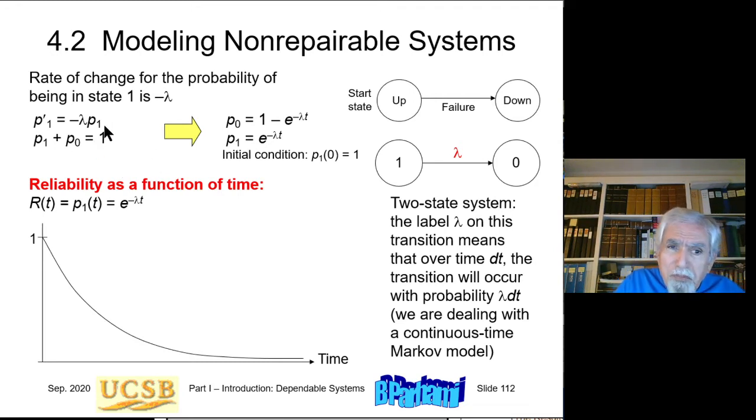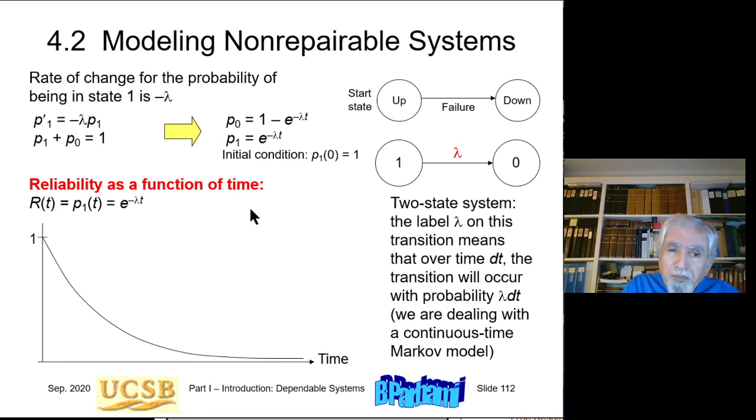So what is this first equation? This one says that the rate of change of the probability of being in state 1, so this is the derivative, P prime 1, where P1 is the probability of being in state 1, P prime 1 is the rate of change of that, is proportional to the probability of being in state 1, P1. And the negative sign basically means the probability is reduced over time. And lambda is the rate at which we leave that state.